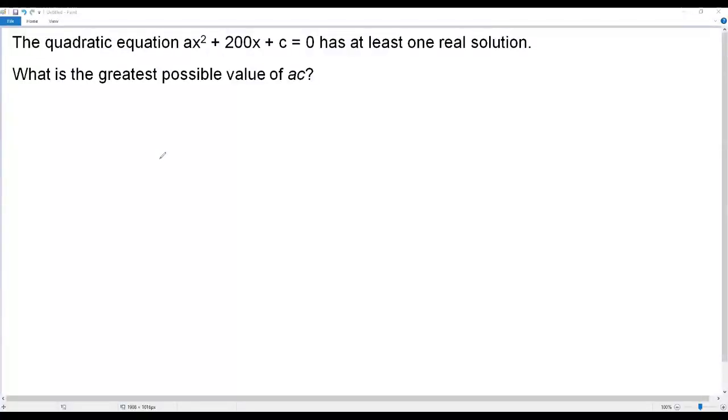Here we have a SAT math question. Okay, let's go through the information. The quadratic equation ax² + 200x + c = 0 has at least one real solution. What is the greatest possible value of ac? That is a times c.